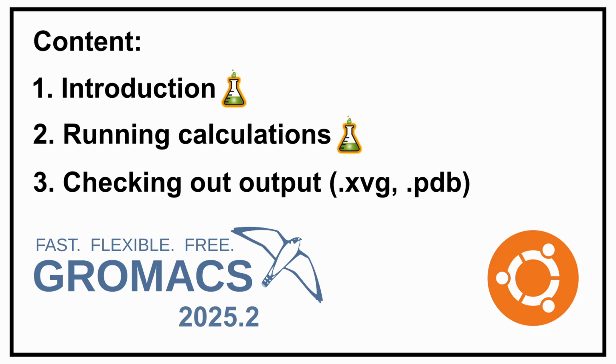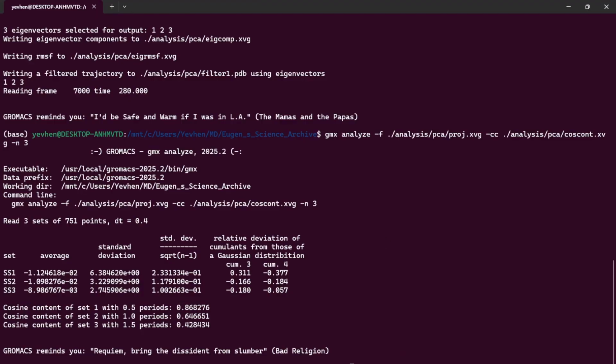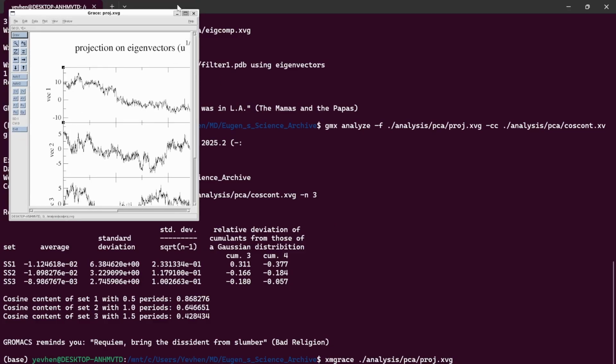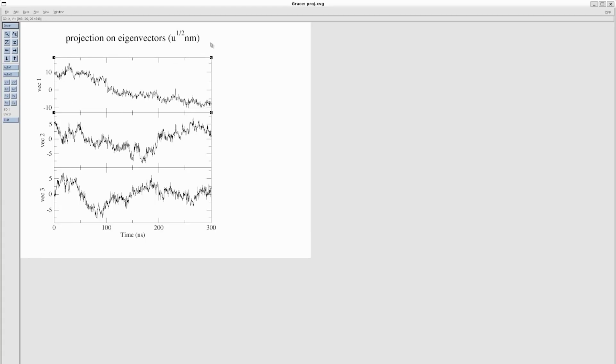Now that we have finished our calculations, let's check out the output files. Your main output is the XVG file with the projections of your trajectory onto the principal components. This allows you to plot on the graph motion along your principal components. Significant fluctuations of the graph curves indicate conformational transitions.